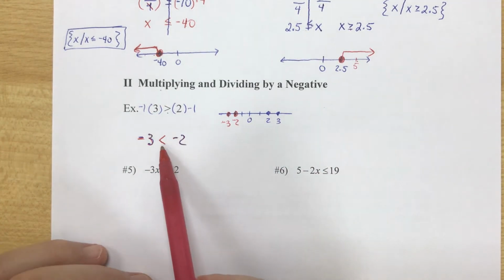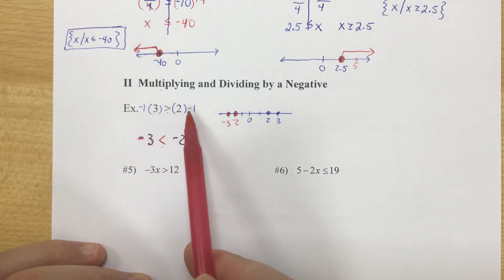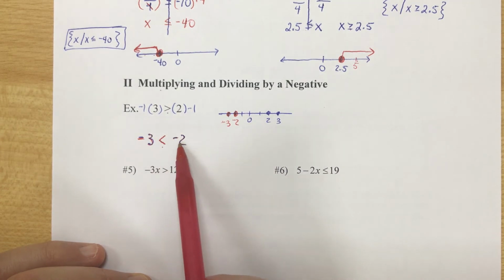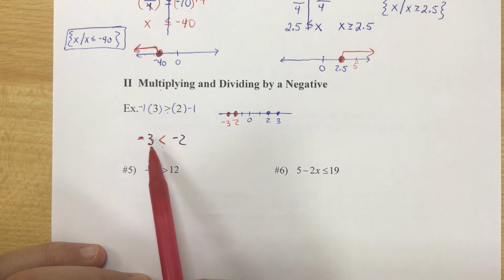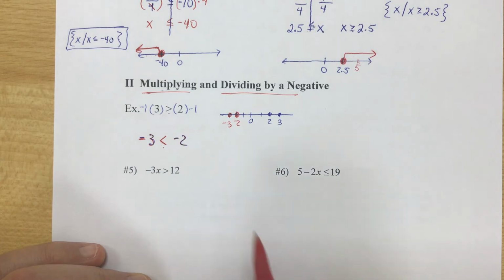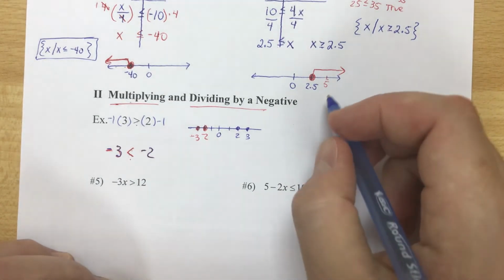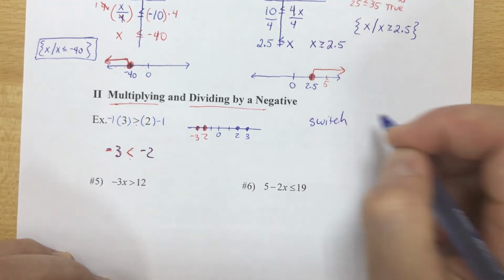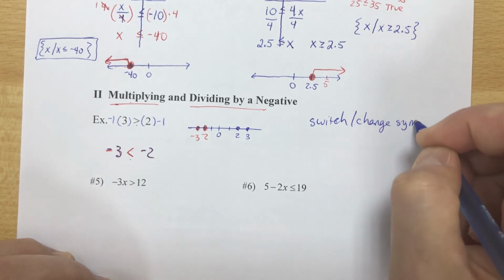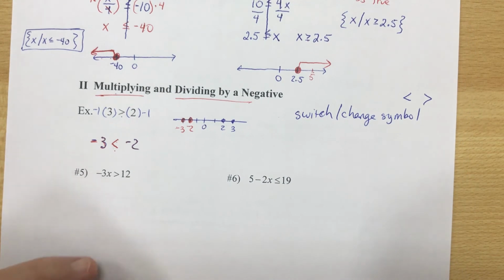Now look at what just happened here. It was 3 is greater than 2, but by multiplying by the negative, I have changed the symbol. The symbol changes because negative 2 is now greater than negative 3. If I multiply or divide by a negative, I have to change or switch the symbol. We have to switch the inequality symbol, the less than and the greater than.